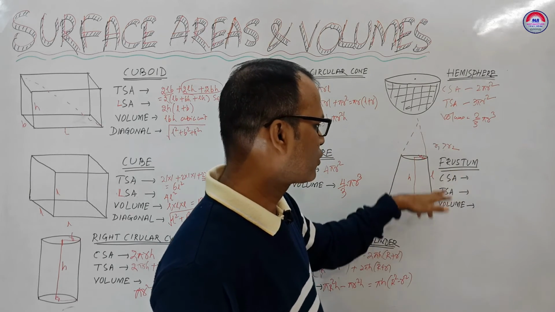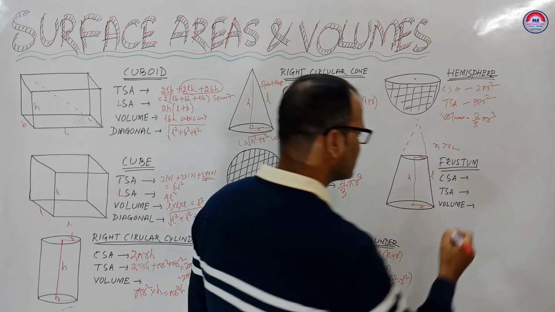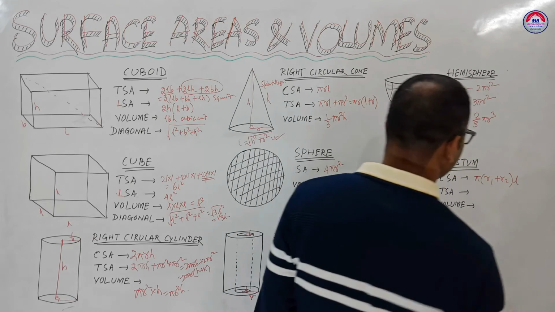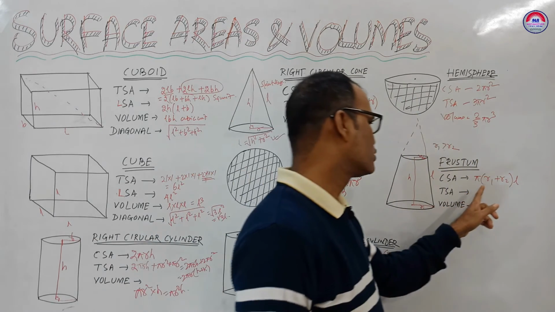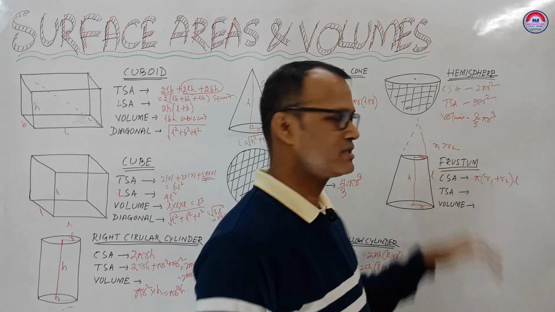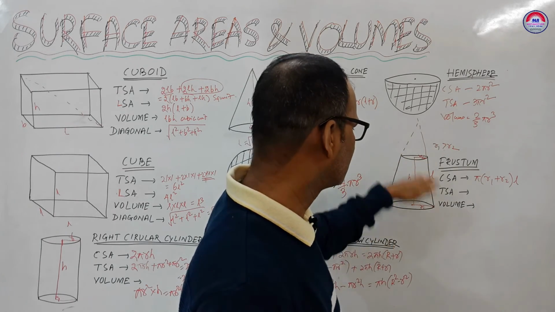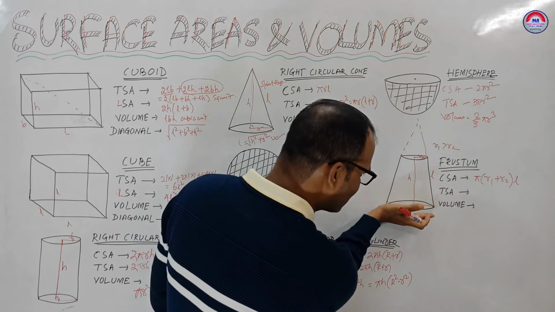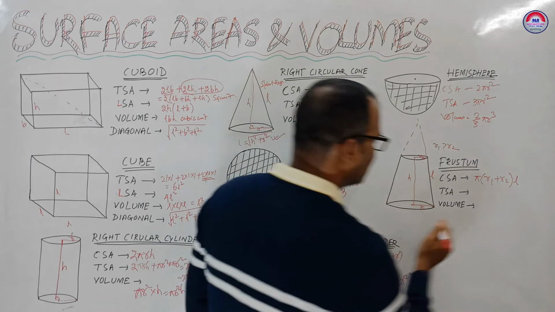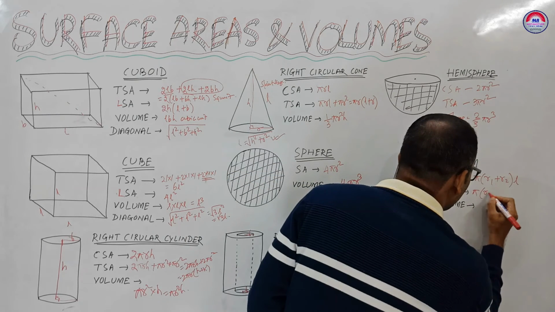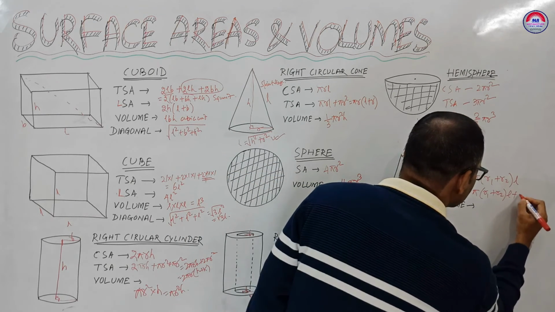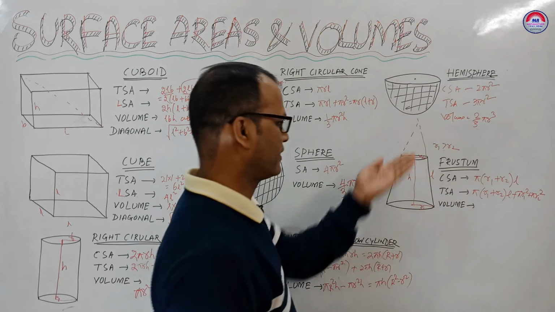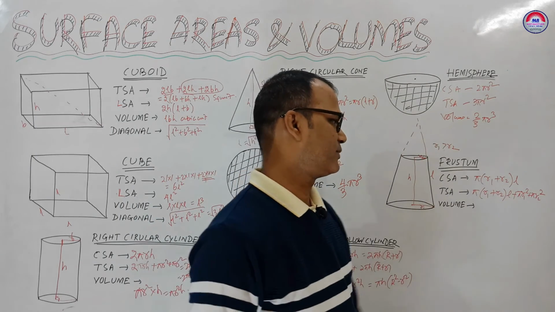Then we first remember the curved surface area of the frustum. Curved surface area is pi into R1 plus R2 into L. Then total surface area: in curved surface area, if we add the circle area at the bottom and the circle area at the top, then you can write pi into R1 plus R2 into L plus pi R1 square plus pi R2 square, the circle areas. Okay, this is the total surface area of the frustum.